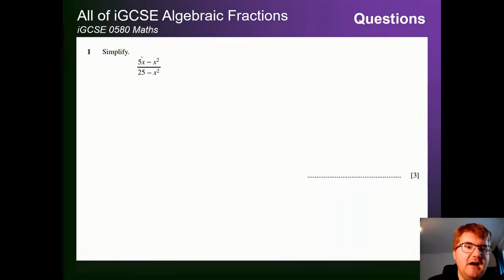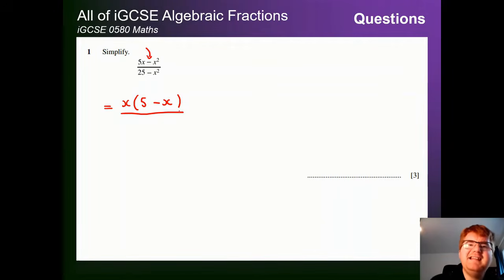Now the first thing that I notice here is there is a common factor of x in the numerator. So when I'm copying this across, I'm going to take a factor of x out here, and then I'm going to work backwards. So what do I multiply x by to get 5x? A 5. What do I multiply an x by to get minus x squared? That's going to be a minus x.